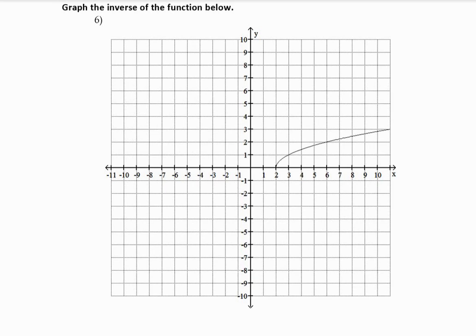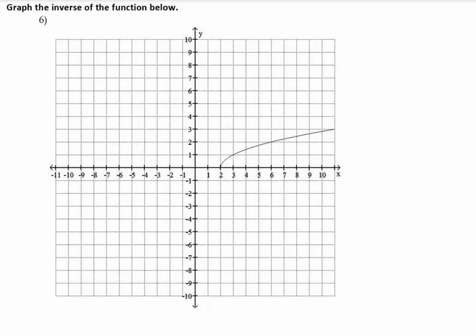Now the next part here is that really the method that we're going to be using, going back to that second method, is where I'm just switching the x and y values. Now I like to start off by making a table of values for my original function here, f of x. So make a table of values, x and y values, and find some points on this graph.